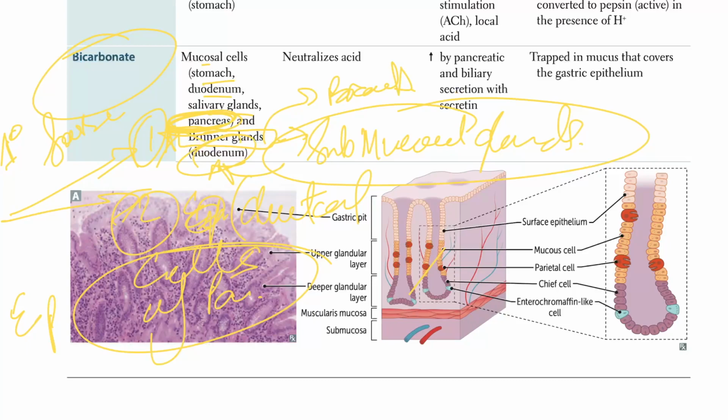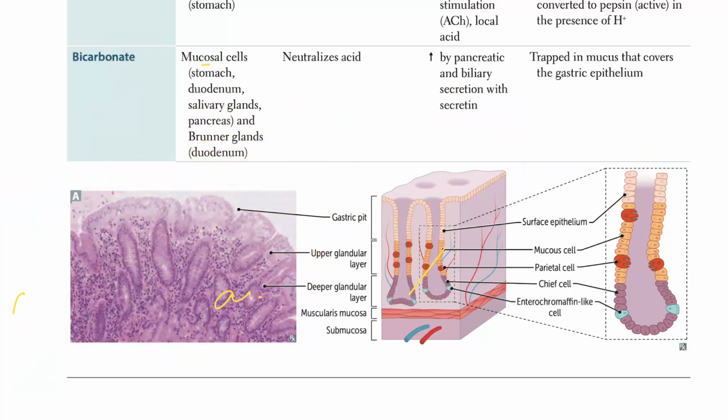So why is it that important? If you secrete the bicarb, you want to neutralize that acid that is coming down from the stomach. If you can't neutralize that, you can have erosions and all that. So this is really important. It is increased by pancreatic and biliary secretion with secretin, trapped in mucus that covers the gastric epithelium.